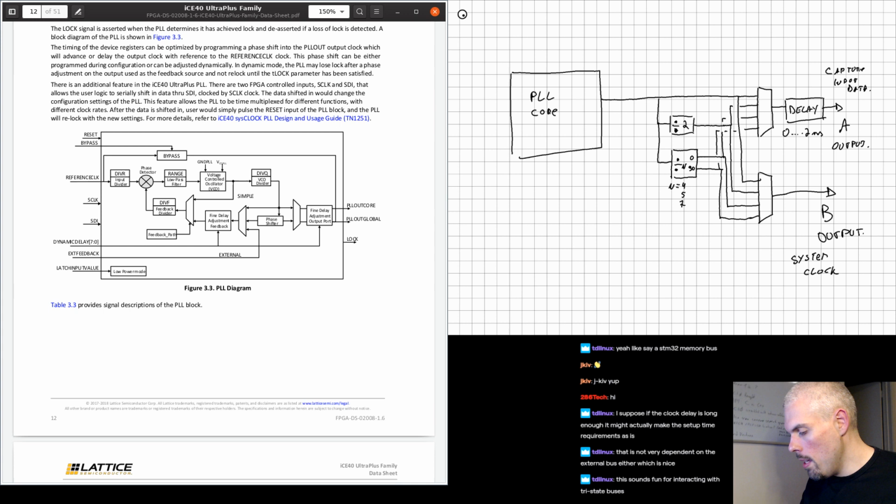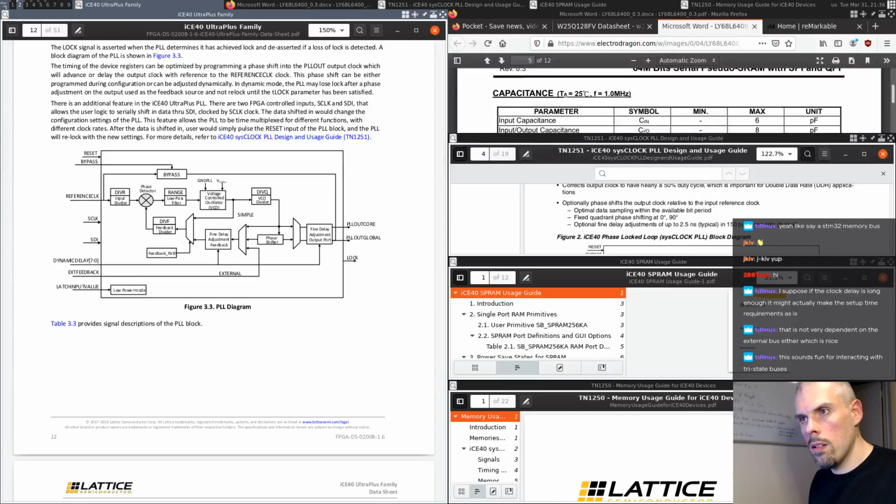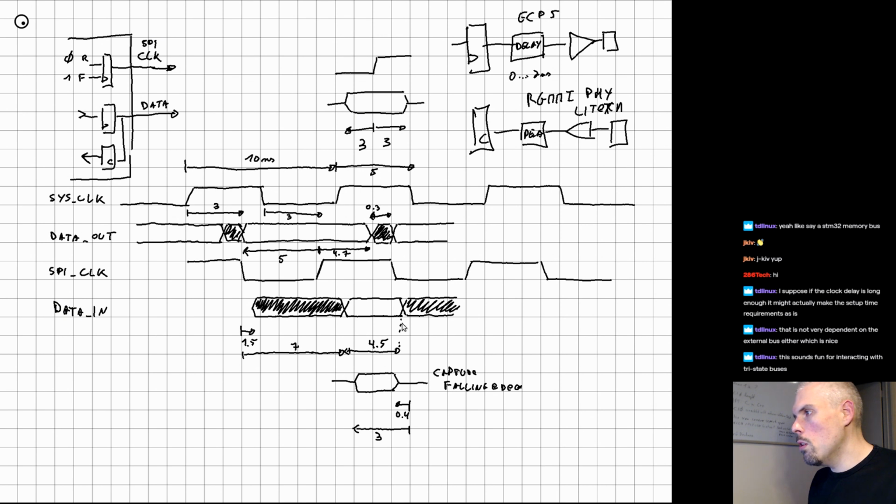And that delay is programmable, which means if we come back to our diagram here, you could essentially move this window 2 nanoseconds one way or 2 nanoseconds the other way. And between that and the fact that you can select which edge you want to use, you should be able to find somewhere valid to capture your input data, hopefully.